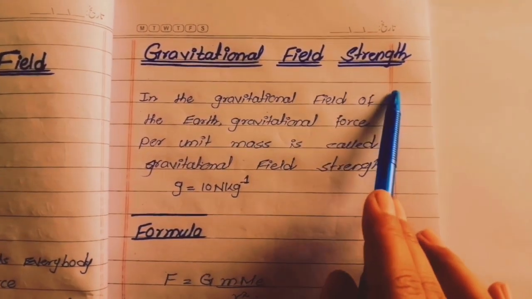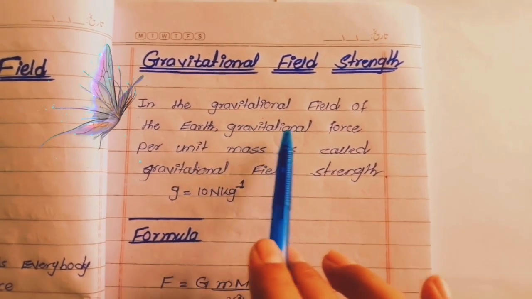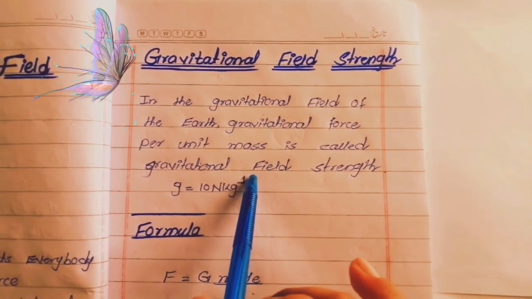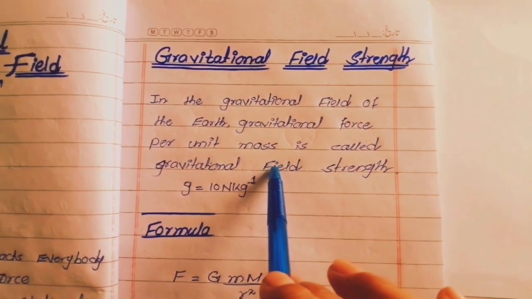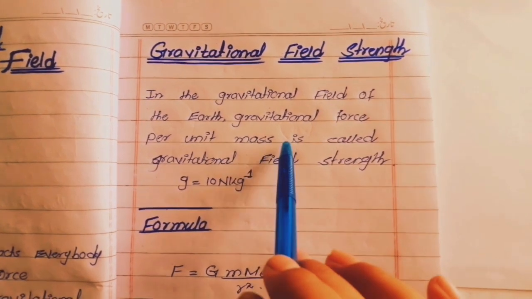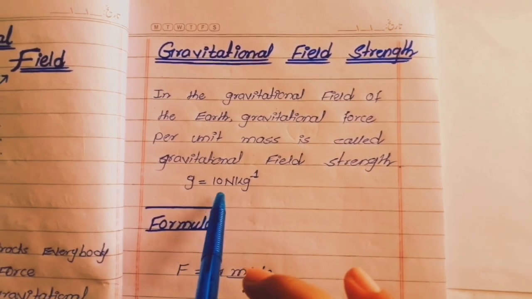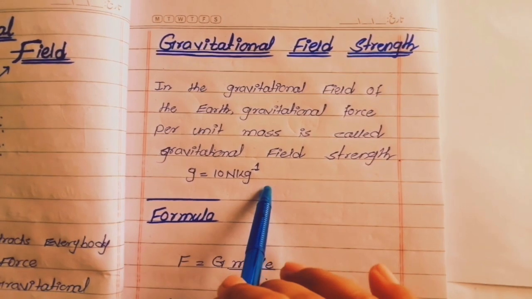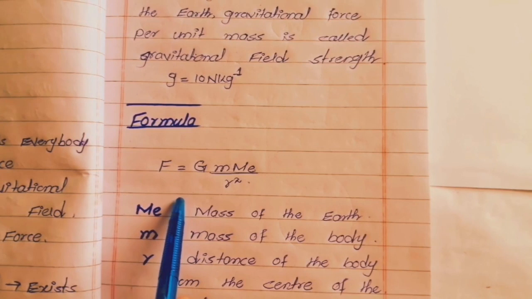Gravitational field strength. In the gravitational field of the earth, gravitational force per unit mass is called gravitational field strength. It means that in the gravitational field of the earth, the force of gravitation which is acting on the mass of a body is called gravitational field strength, and its value near the earth is equal to 10 Newton per kilogram. We can find out the value of the force of gravitation with the help of a formula.